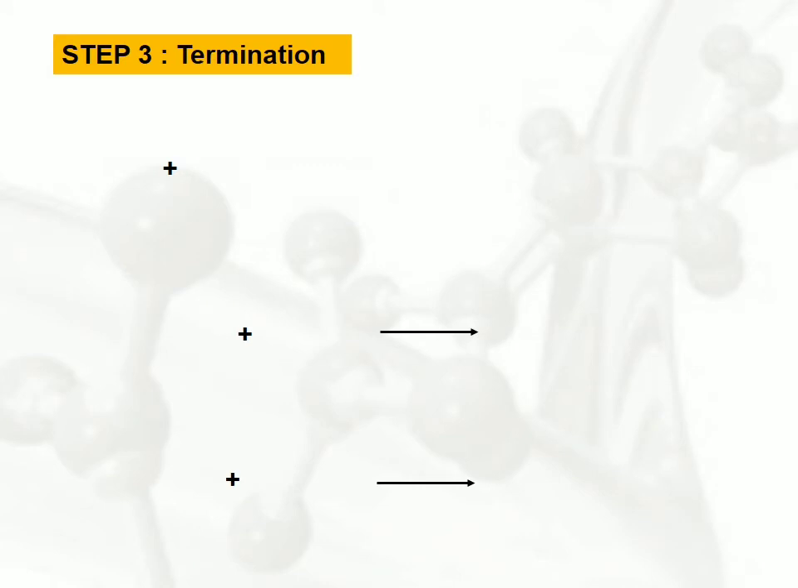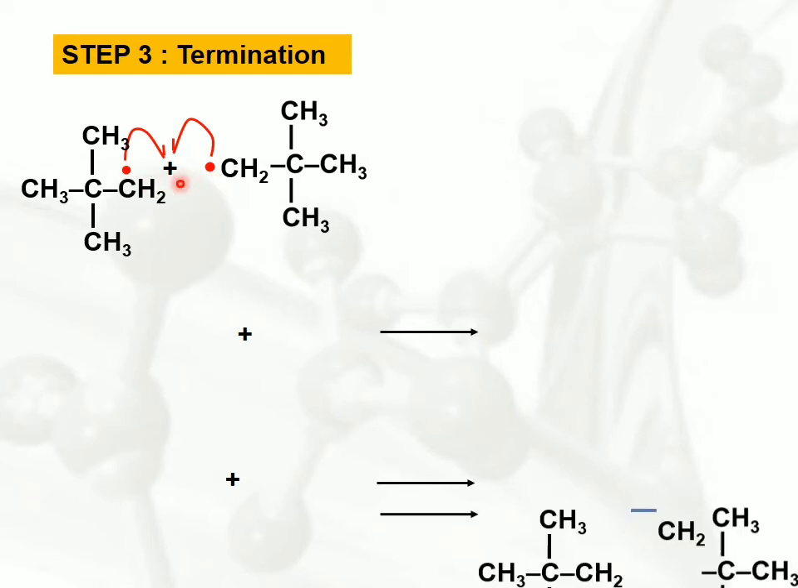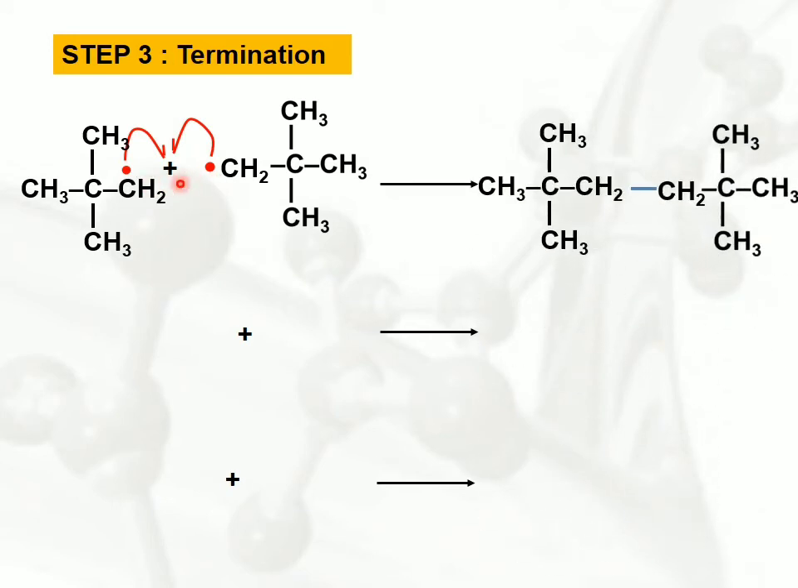Step 3, termination, happens because of the free radicals. Just now we had the carbon free radicals and the chlorine free radicals. The carbon free radical can combine with another carbon free radical, where one atom from each carbon combines to form a single bond. Or the carbon free radical can combine with the chlorine free radical.